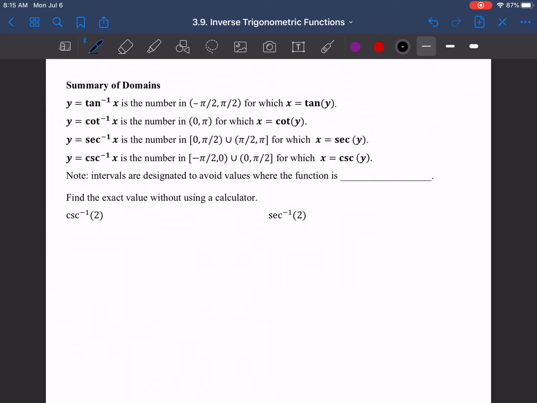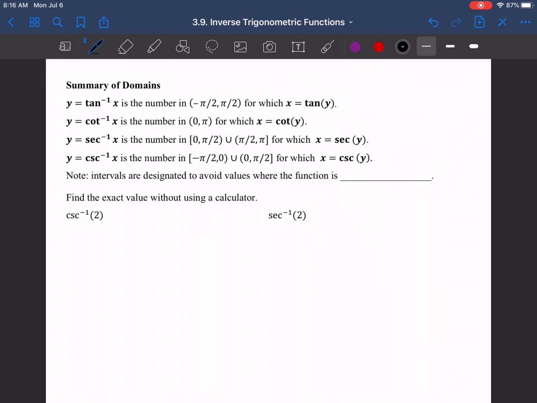Here we've got a summary of domains. Make sure you look through this and remember these domains. Again, this is stuff that should just be kind of review, refresh your mind on what these domains were. Note that the intervals are designed to avoid values where the function is not a function, or where the function repeats. So we're getting these intervals so that they stay as functions, because otherwise these inverses wouldn't be functions.